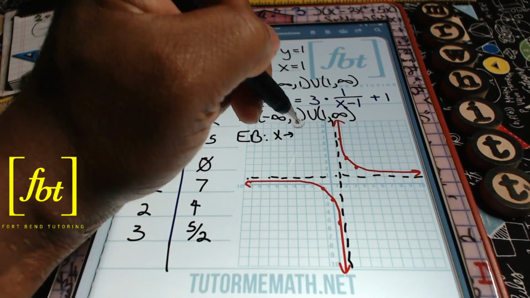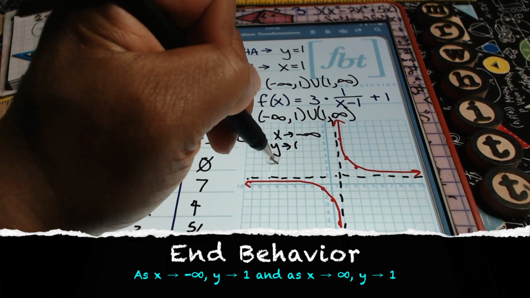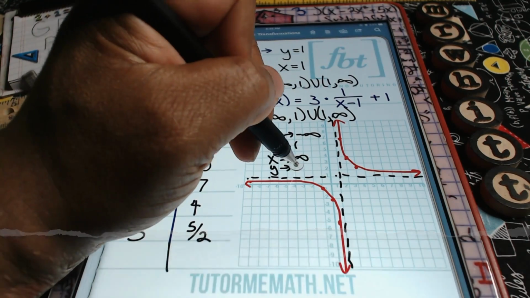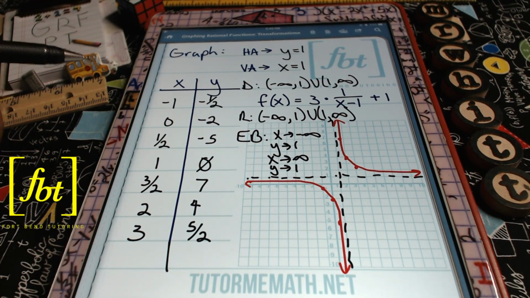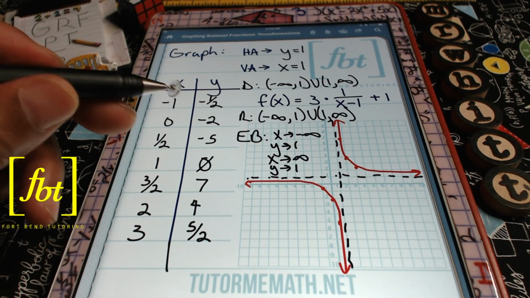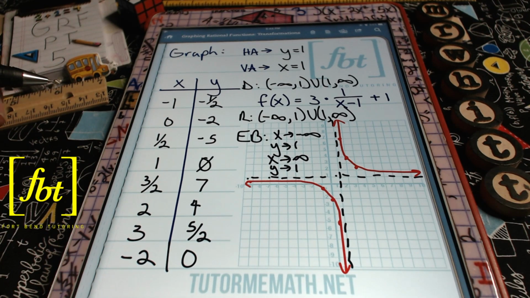As x approaches negative infinity, y approaches 1. And then as x approaches positive infinity, y approaches 1. So this is your end behavior. Also, if you're curious about the x-intercept, all you'll need to do is set your original numerator of x plus 2 equal to 0 and solve for x. So that gives you an x-intercept of negative 2, 0. Negative 2, 0 is your x-intercept in case you needed that value as well.